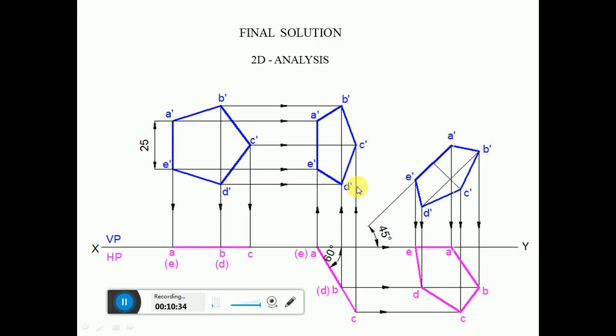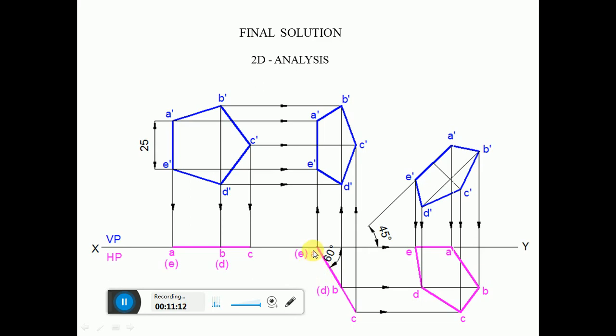Similarly, draw a horizontal projector from C dash and a vertical projector from C. Both will intersect at this point, which is C dash. Then mark the point as C dash. Then join A dash to B dash, B dash to C dash, C dash to D dash, D dash to E dash, and E dash to A dash with a dark line. So this is the second position front view, such that one of the sides is resting on VP and the surface makes an angle of 60 degrees with HP.